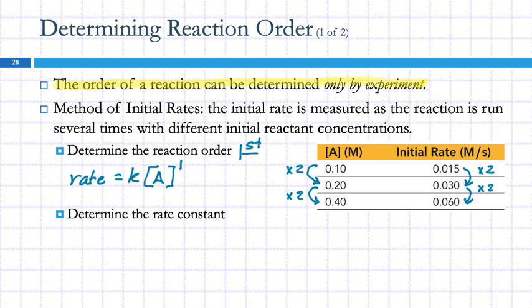Right. So for a zero order reaction, if you double the concentration here, the initial rate's going to stay the same. And we have to look at the initial rate because as time goes on and the concentration changes, if it's first or second order, the rate is going to go down. So we have to look at the initial rate because that's the only place where we really know what this concentration is.